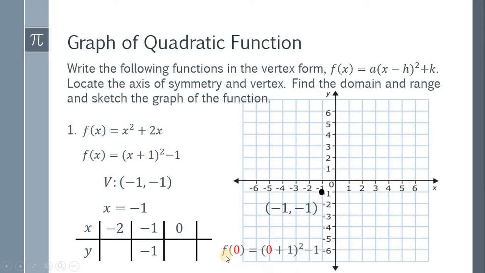So, dun tayo sa pangalawa. So, lahat ng x, palitan natin ng 0. So, f of 0 is equals to yung x natin naging 0 plus 1 squared minus 1. 0 plus 1 is 1. 1 squared minus 1 is simply 0. So, meron tayong isang point, 0, 0 or the origin. Next, plug in negative 2 sa ating equation. We have negative 2 plus 1 is negative 1. Negative 1 squared is 1. 1 minus 1 will give us also 0. So, yung ating another point must be negative 2, 0. Now, pwede nating sketch yung ating graph. Like this.